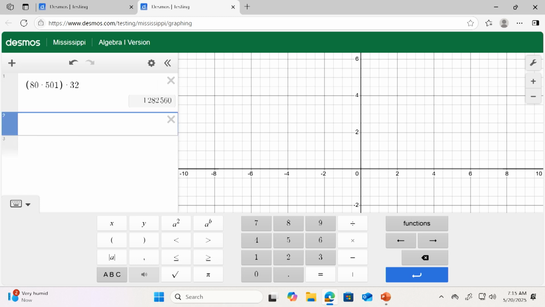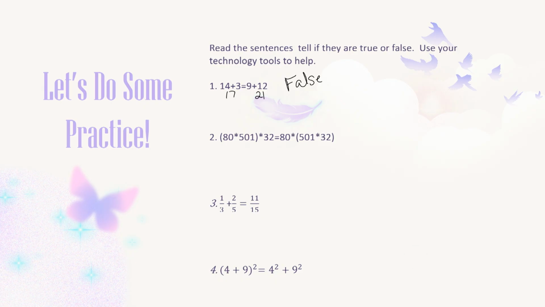So for my second part, I'm going to go to my next entry, and I'm going to put 80 times, open parentheses, 501 times 32, close parentheses. I have the same exact thing. So it shows me here, this one equals the same as this one. So when I go back, I would say that this is a true mathematical sentence.